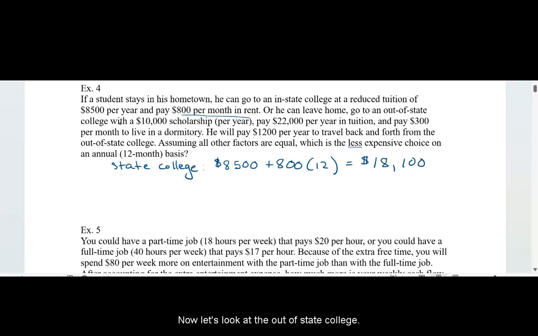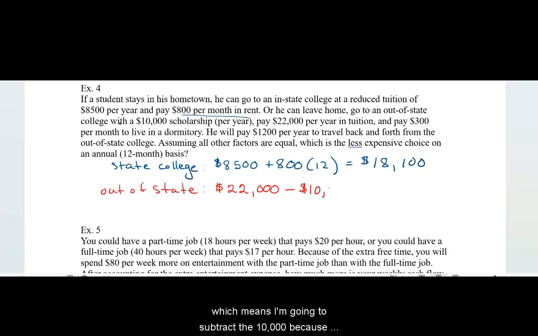Now let's look at an out-of-state college. This is the other option. Tuition for that is $22,000. But he has a $10,000 scholarship, which means I'm going to subtract the $10,000 because the scholarship will go towards that tuition. And then he's going to pay $300 a month for the dorms. So let's add that. So that's 300 times 12.